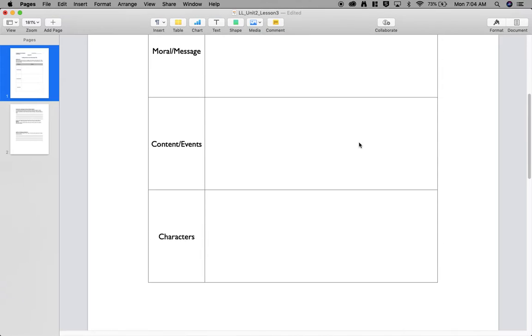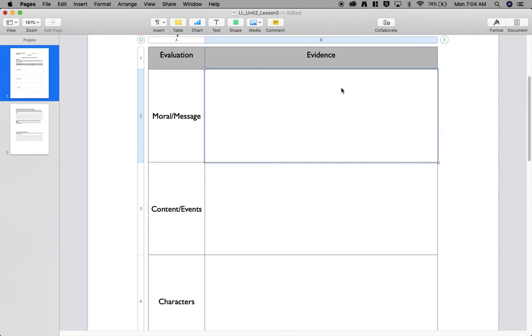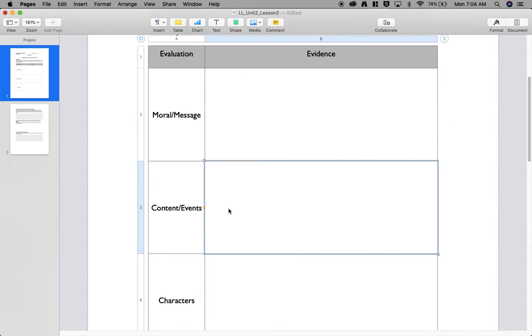So here's the table, and there's 3 boxes: the moral message, the content and events, and the characters. I'd like you to fill out the moral in a few sentences right here. What was the big takeaway? Why was the cautionary tale written? What was it warning you about? Then the content and the events.